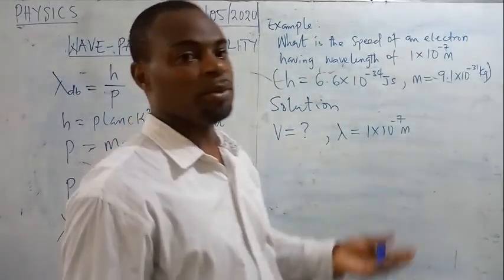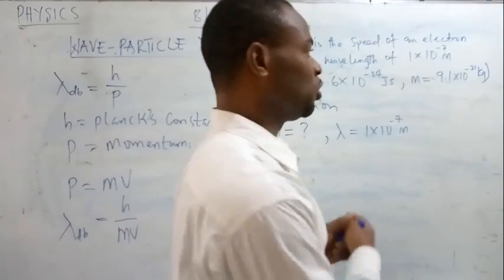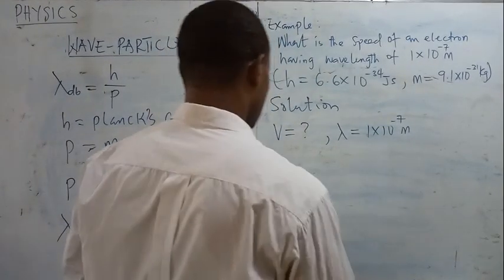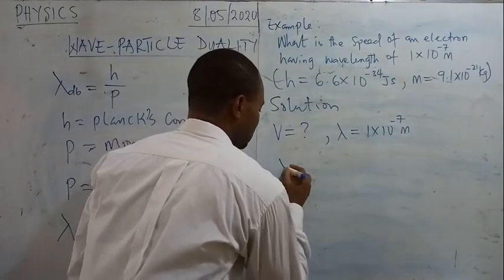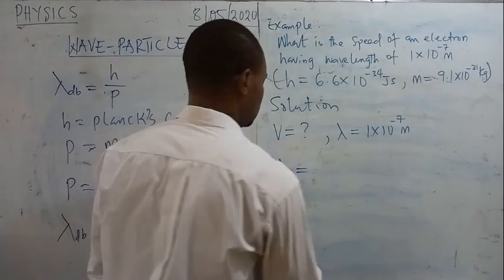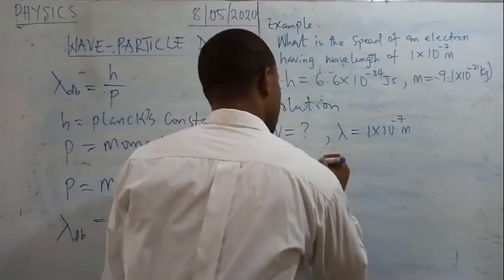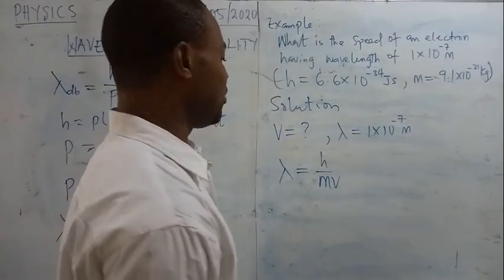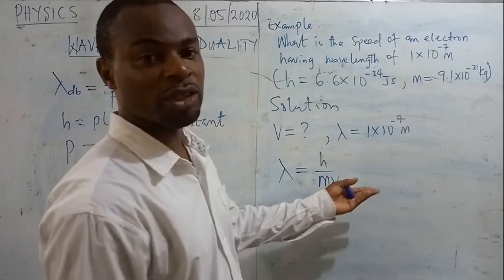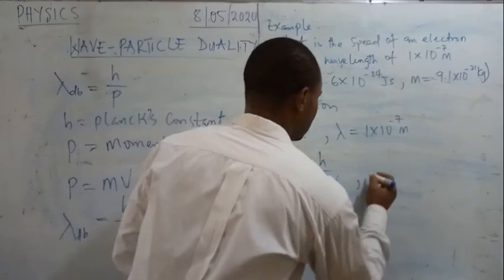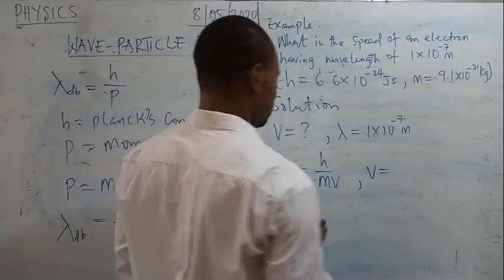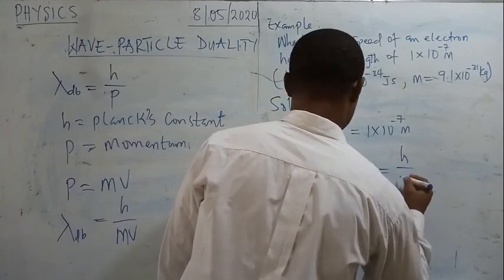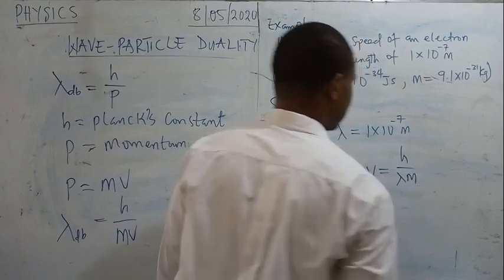Now, let's bring out our formula for the solution to this equation, which is the de Broglie wavelength equation. Using that equation, we have that lambda is equal to h all over mv. And because we are looking for v, if we make v the subject of the formula, we'll be having that v is now equal to h all over lambda m.